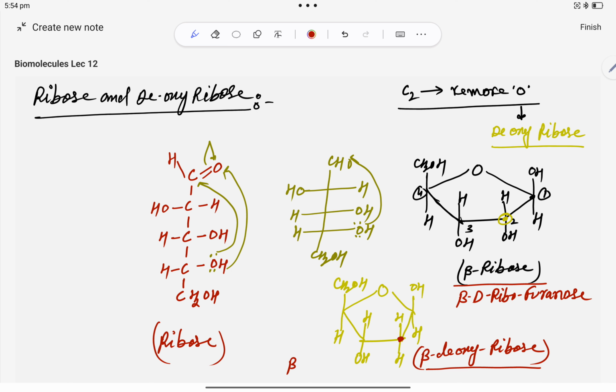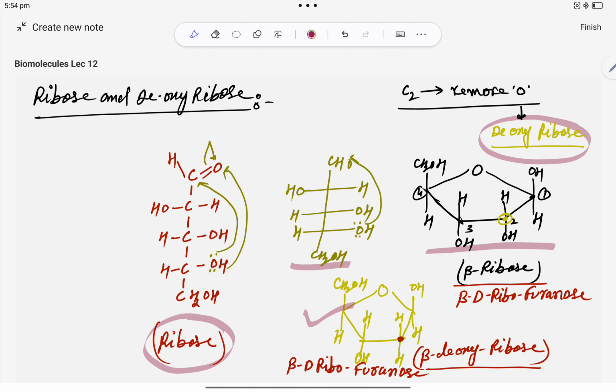Similarly, this beta-D-ribofuranose. These are the also names. Now, this is about the ribose and deoxyribose, children. Once again I am telling you, this is the ribose cyclic structure. From the ribose carbon number 2, if you are removing oxygen, then you get deoxyribose. That's it.